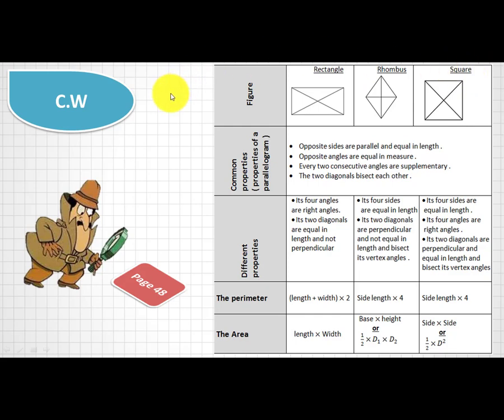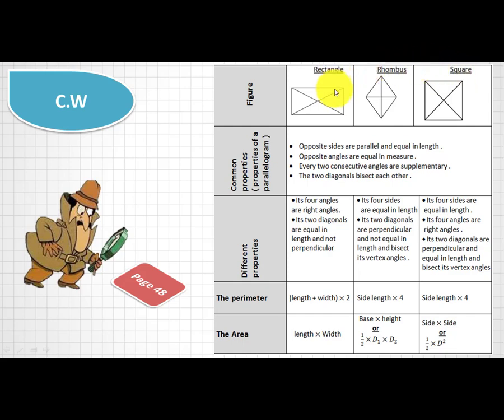First, parallelogram has what? Each two opposite sides are equal in length and parallel, and each two opposite angles are equal in measure, and the sum for two consecutive angles is 180 degrees, and two diagonals bisect each other. These are the properties of a parallelogram and the common properties for rectangle, rhombus and square. Rectangle, rhombus, square have special properties.